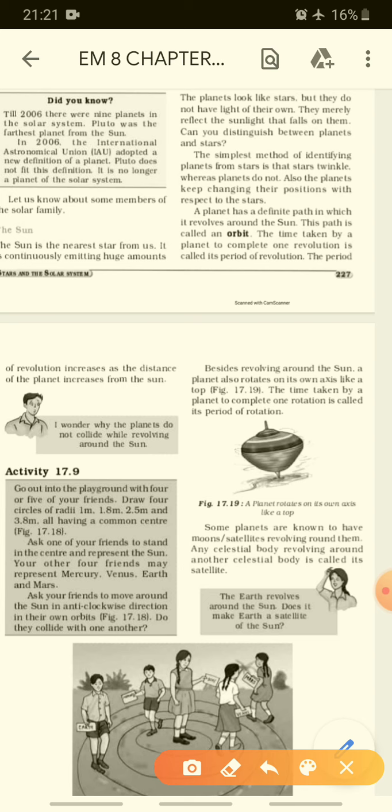Any celestial body revolving around another celestial body is called a satellite. So how can we define a satellite? Any celestial body, like planets, meteoroids, comets, or asteroids, revolving or moving around another celestial body is called a satellite.